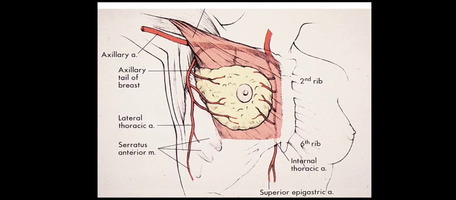What is a breast? It is a modified sweat gland, and the blood supply you're seeing here is coming from the axillary artery to the axillary tail of the breast, and the lateral thoracic artery supplies the lateral side of the breast and the serratus anterior. Then the medial side of the breast is supplied by the internal thoracic artery and the superior epigastric artery.